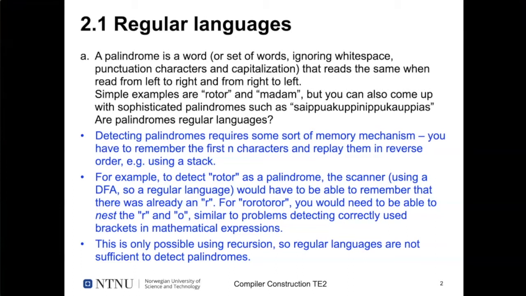So to detect these palindromes or to generate some, you need some sort of memory mechanism. So you have to remember the first characters and then somehow replay them in reverse. That can happen using a stack. So essentially, this doesn't work. You need some language that has more capabilities. So essentially another class of language. Regular languages are not enough to detect palindromes.